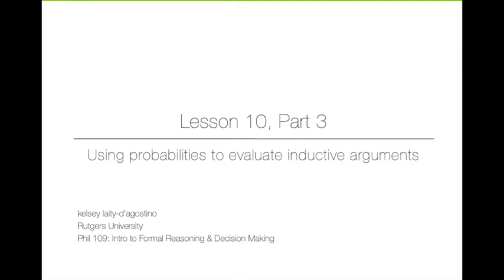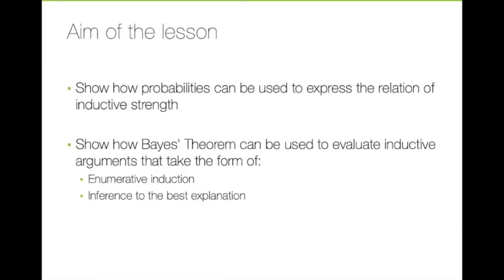In this lesson, we're going to look in some more detail specifically at two inductive argument forms we've discussed previously, with a little more help from Bayes' theorem. Our goals in this lesson are to show how probabilities can be used to express the relation of inductive strength, the thing we were looking for when we first started talking about inductive arguments, and also to show how Bayes' theorem specifically can be used to evaluate inductive arguments that take the form of either enumerative inductions or inferences to the best explanation.